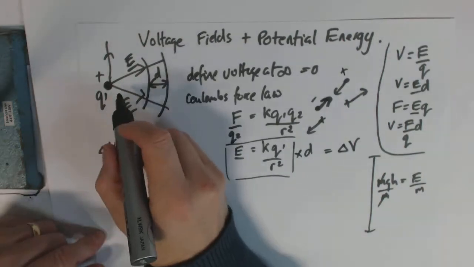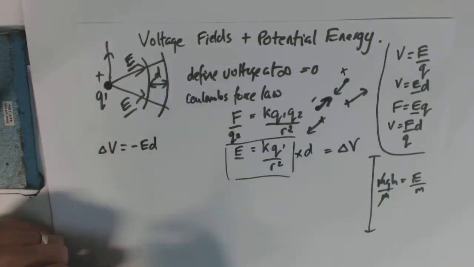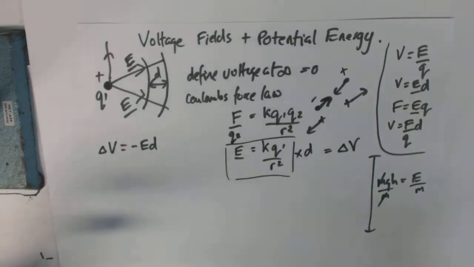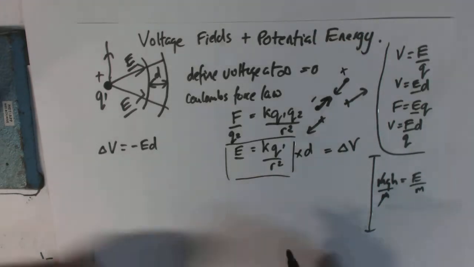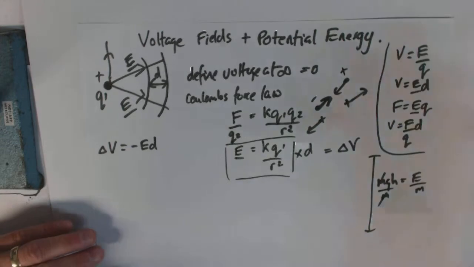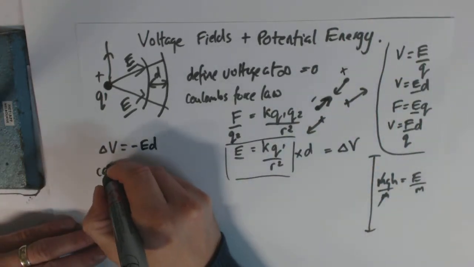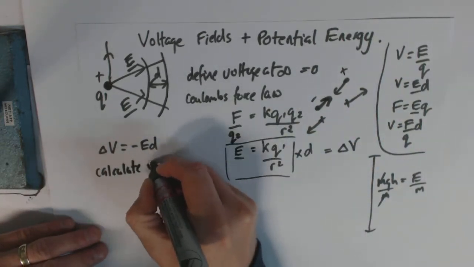The problem is, to work this all out, the electric field's changing. So when you've got a function showing the electric field and it changes over R squared, that's going to be an integral you're going to have to do if you're going to work this out. So if we wanted to work out the voltage at a certain point, so calculate voltage at point R.